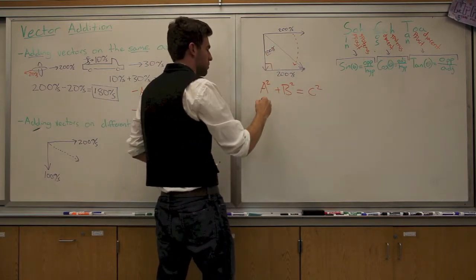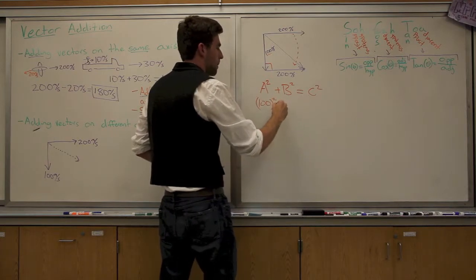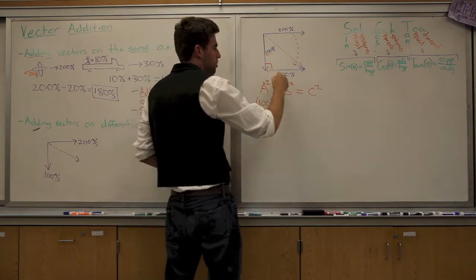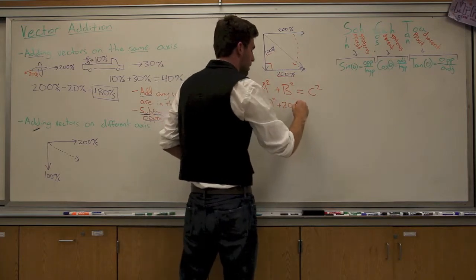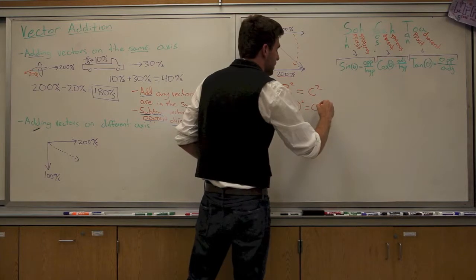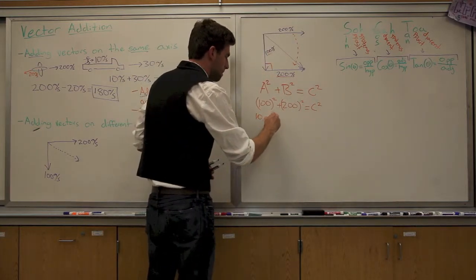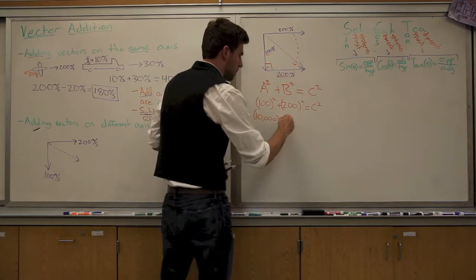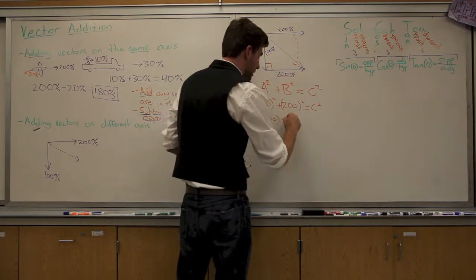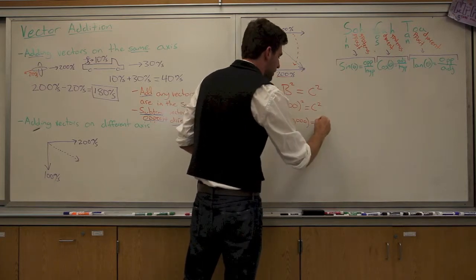Right here we have 100, so 100 squared plus, right here we have 200, so 200 squared, and that's all going to be equal to c squared. If we square 100, we get 10,000. We square 200, we get 40,000. It's equal to c squared.